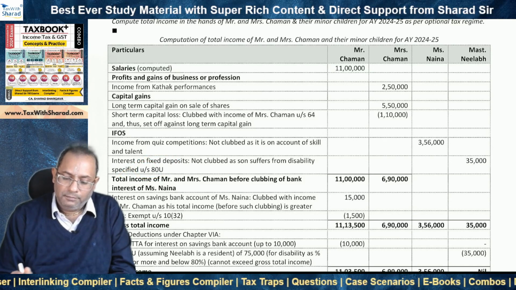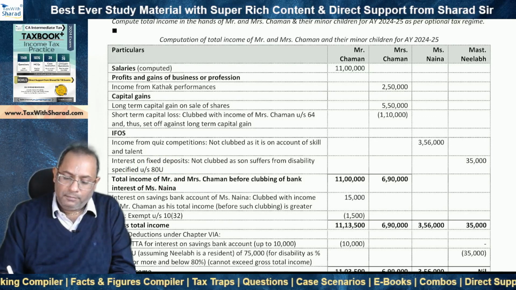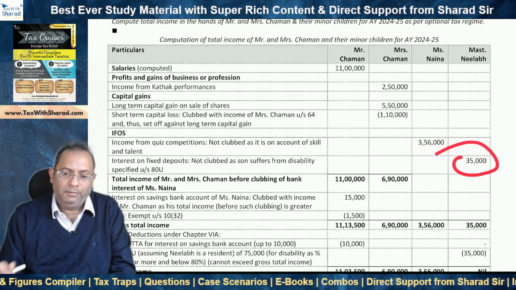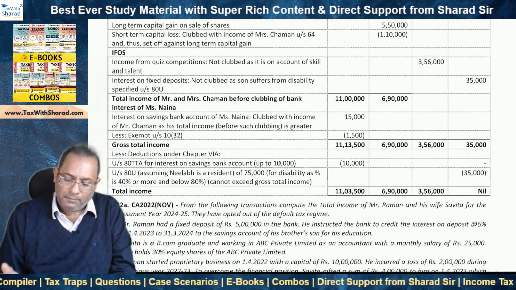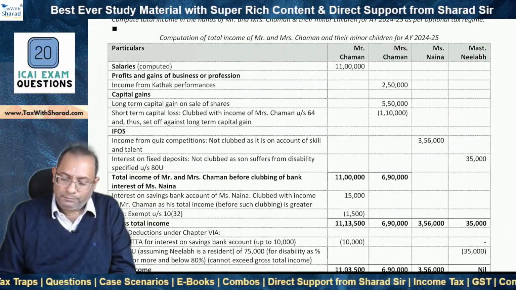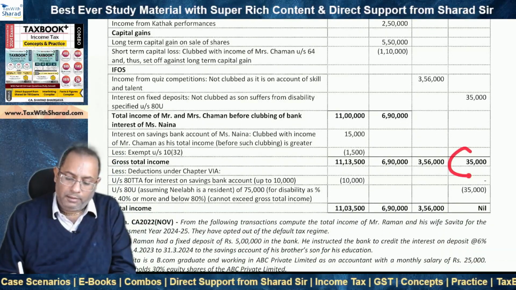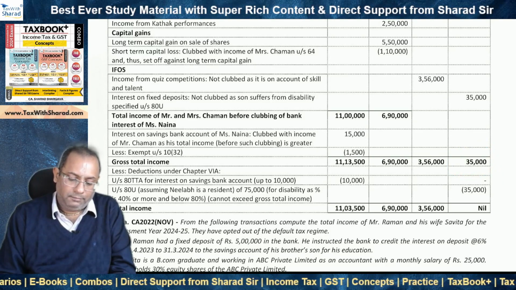It will not be clubbed. So it will be treated as taxable in the hands of Master Neelab directly, 35,000. He has no other income as per the details given in the question. So his gross total income will also be 35,000.